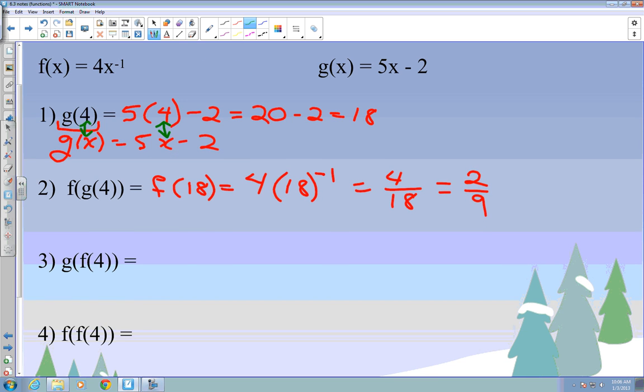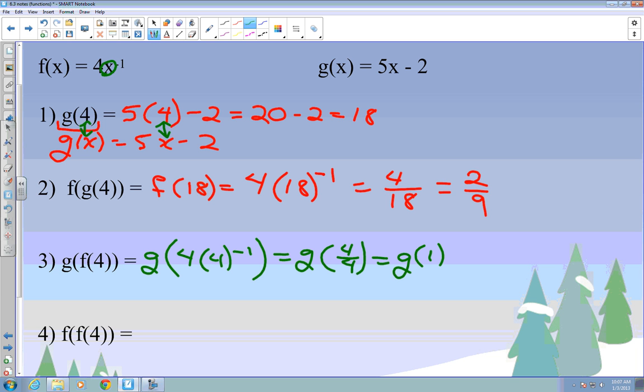Okay. So now we're going to do this all in one shot. G of f of 4. Well, I haven't figured out f of 4 yet. So that's the first thing you do. Always focus on the inside part first. So do the inside first. So I have g of, well, f of 4, that means I'm going to replace the x with a 4. So I have 4 times 4 to the negative 1. Well, 4 to the negative 1 tells me to put it in the denominator, right? So this is g of 4 over 4, or just g of 1.